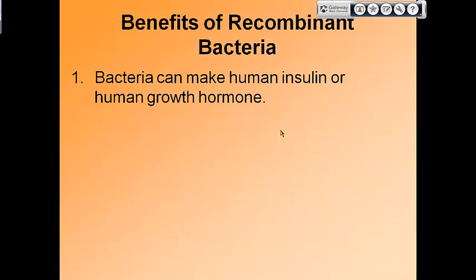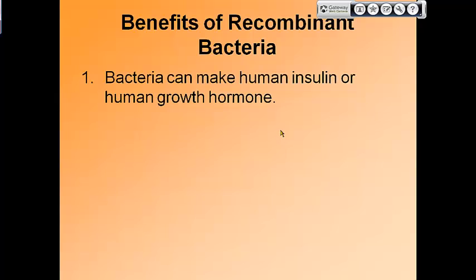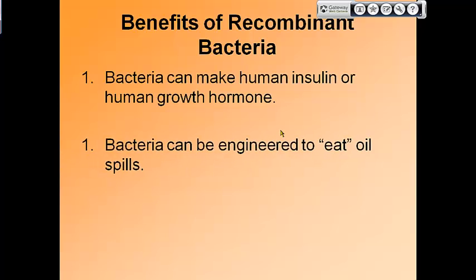Why, again, would we want to do this? Well, we're able to make human insulin for people who have diabetes using bacteria DNA. They insert bacterial DNA into an organism, and then that organism will make human insulin. Also, human growth hormone. If you have someone with dwarfism, they're able to actually produce human growth hormone using recombinant DNA and bacteria.